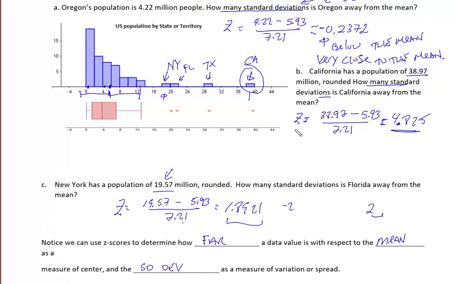Before I leave that, let me make one more mention. Remember, we determined that California, Texas, Florida, and New York were all outliers under the 1.5 IQR rule. When we did the Q3 plus 1.5 IQR, calculated as the upper fence, we found all of these values to be outliers. So notice this is about 1.8921 standard deviations away. So we're at the region here where we start considering these as outliers.